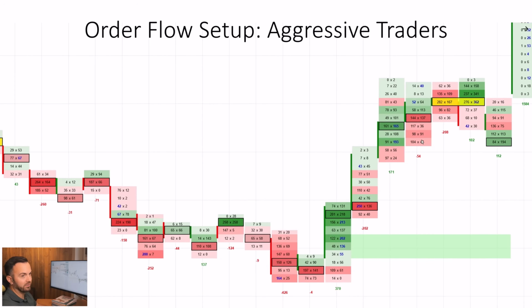And remember, aggressive traders are using market orders. So if there's an uptrend, then aggressive buyers show in here at ask. If there's a downtrend, then aggressive sellers are here.